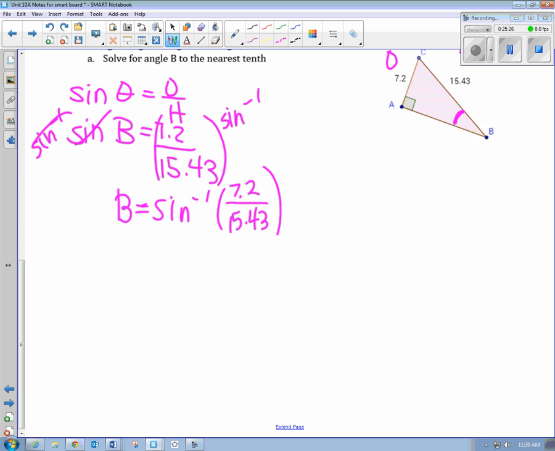Type this in on my calculator. Second sine, 7.2 divided by 15.43. And I have B is equal to 27.81534034, which means B, when rounded to the nearest tenth, is 27.8.